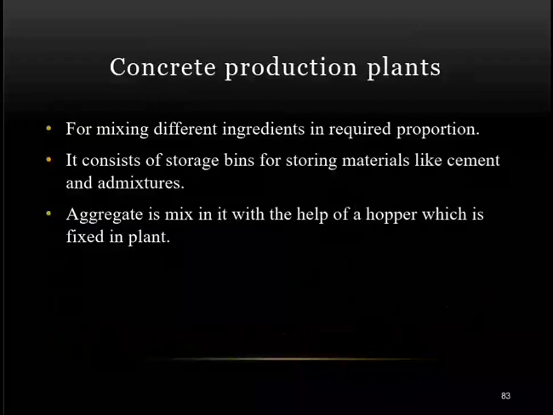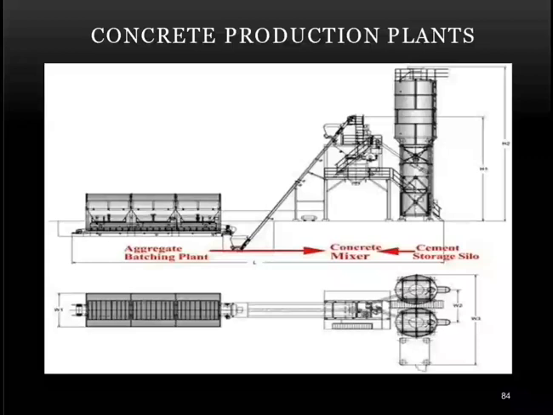Next, concrete production plant. For mixing different ingredients in required proportion, it consists of storage bins for storing materials like cement and admixture. Aggregate is mixed in it with the help of a hopper which is fixed in the plant. So here you can see a schematic diagram of a concrete production plant.